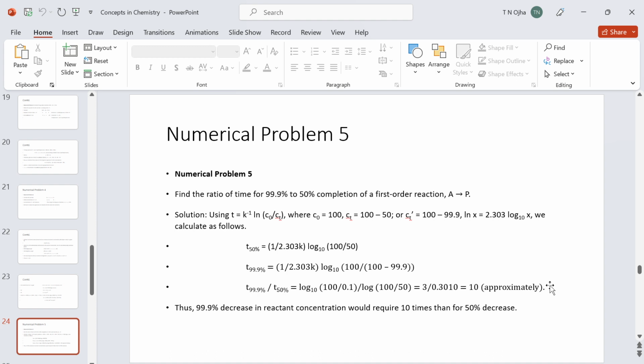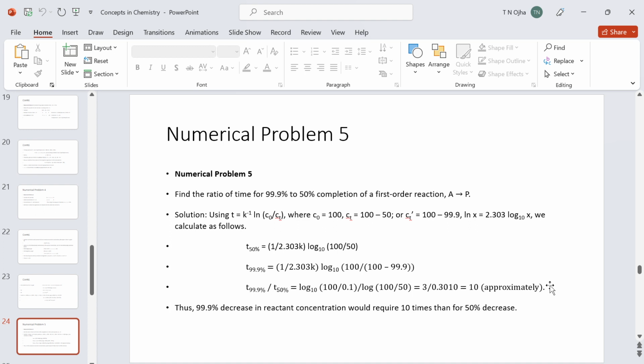Problem 5. Find the ratio of time for 99.9% to 50% completion of a reaction of first order. The symbolic reaction is A giving P.